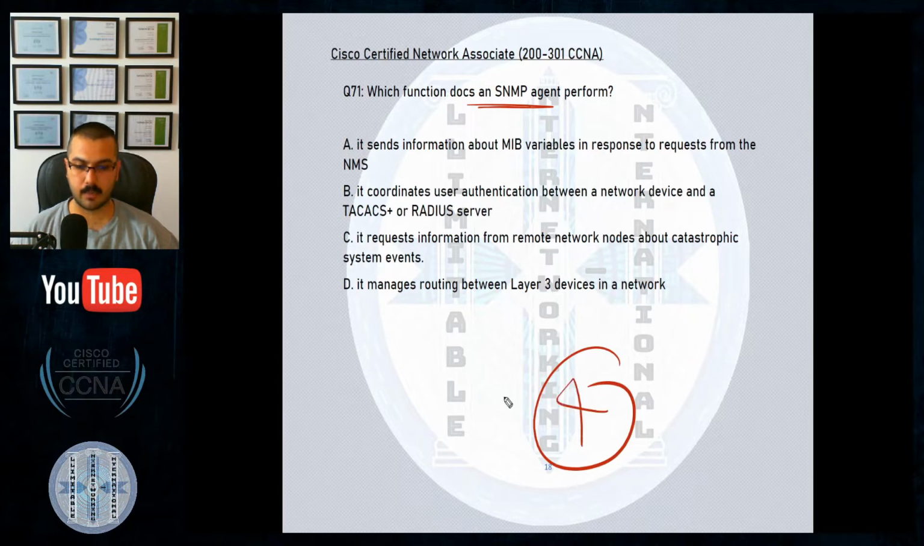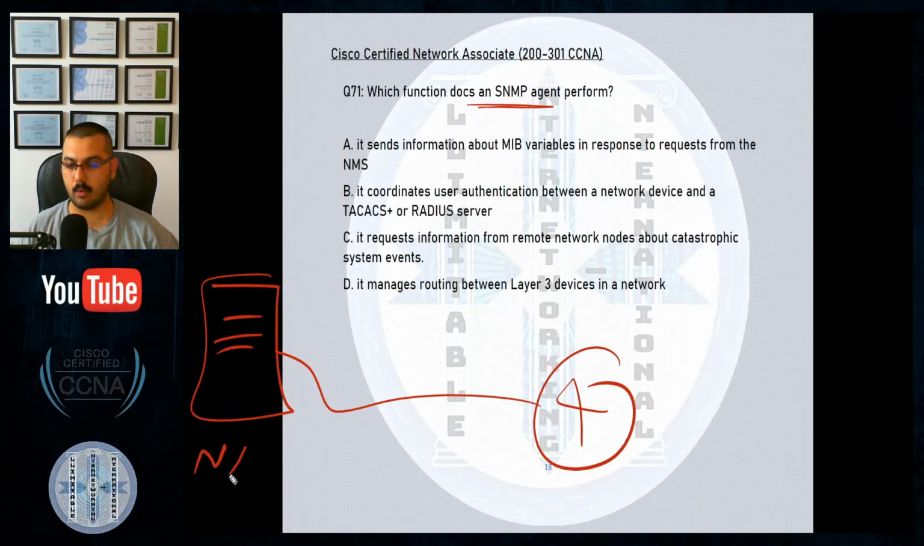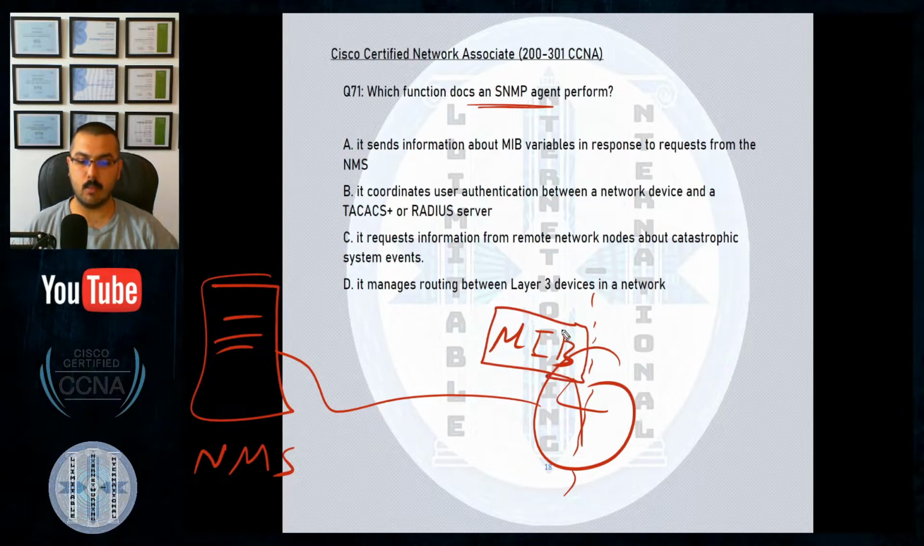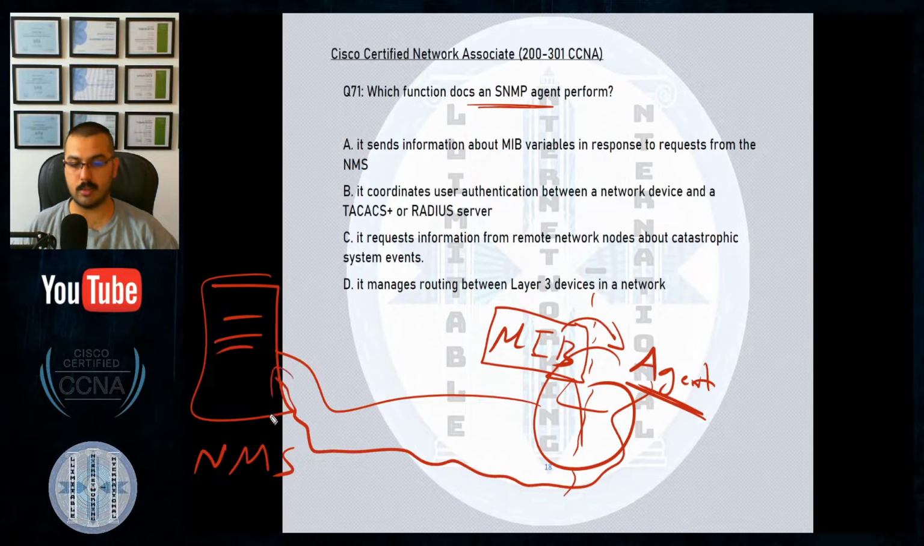71. Which function does an SNMP agent perform? If you have a router connected to an SNMP server, called the Network Monitoring System, NMS, then inside your router, when you enable SNMP, you will have two elements. The MIB object collects and generates traps and notifications about the status of the device, and then it is sent to the other half of the router, the SNMP agent, which is the only one allowed to communicate with the server.